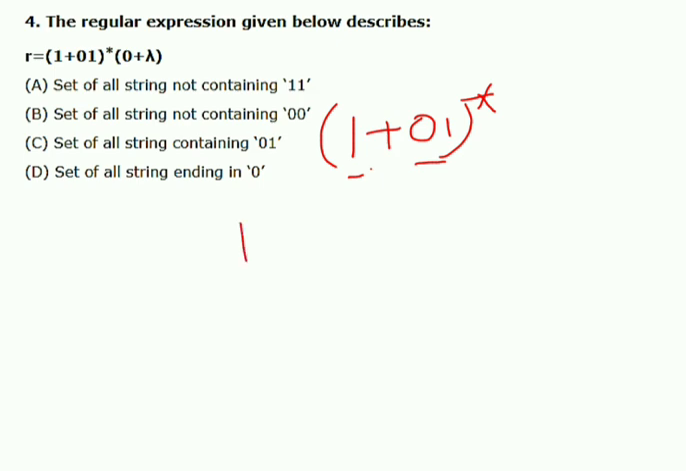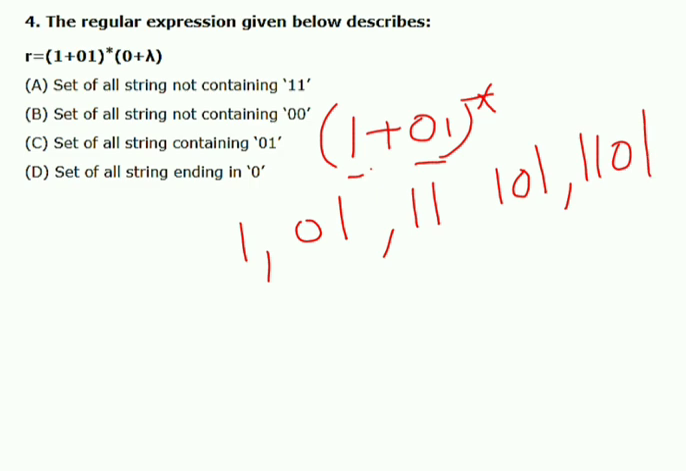Some of the examples are 1 01 11, 101, or 1101. So this is the combination of 1s and 01s, right? We are multiplying this with (0 + ε), that is the null string. So 0 plus null means the string can either end with 0 or nothing. It ensures that the entire string either ends in 0 or has no specific ending.